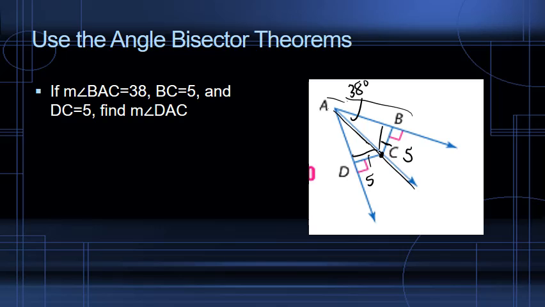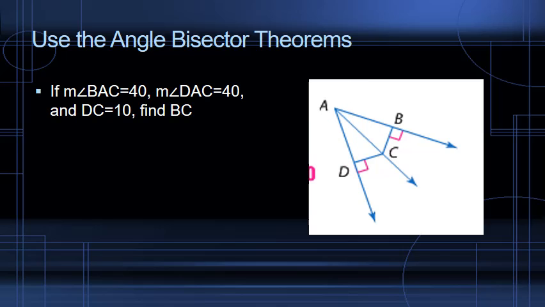Now, if it's on the bisector of this angle here, and if angle BAC is 38, then by definition, I'll put this in a different color, DAC is also going to be 38 by the definition of an angle bisector. All right, that's pretty cool. So take another look at something else here, and we'll keep moving along.